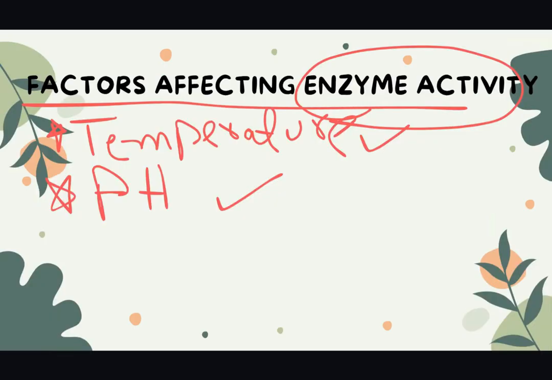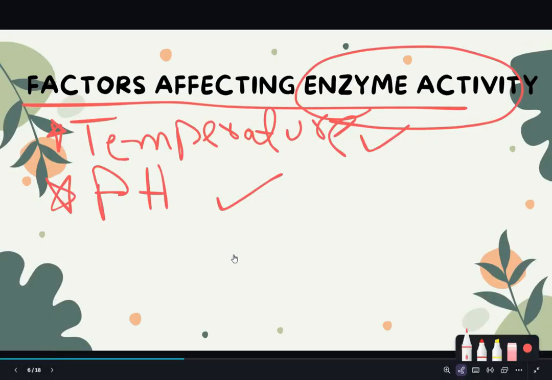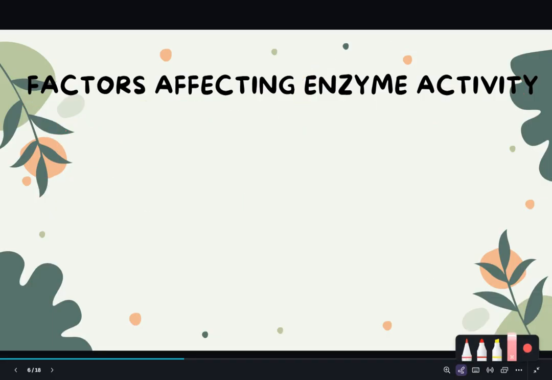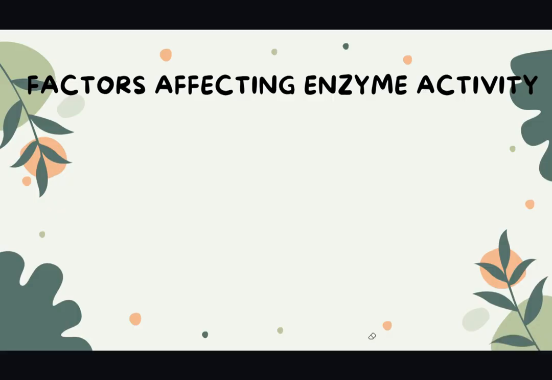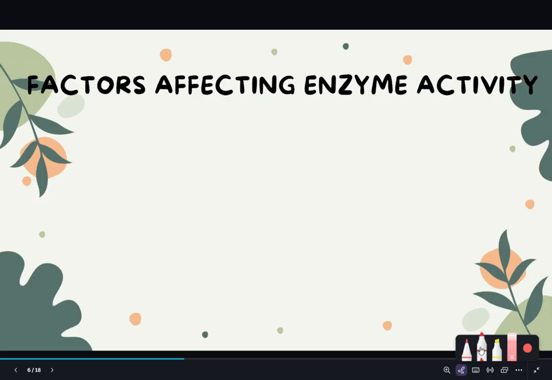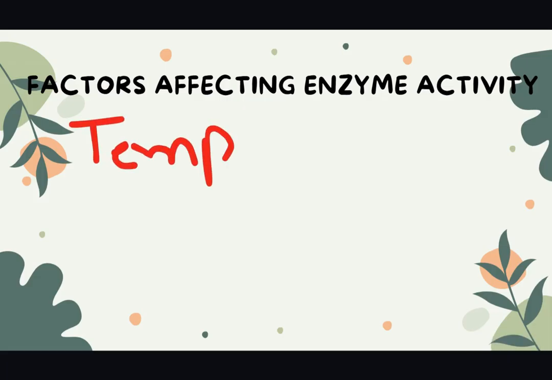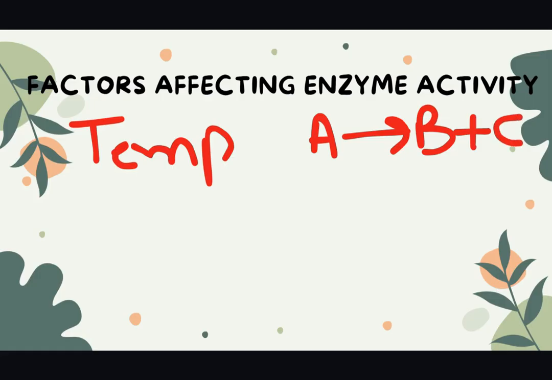Before I go on to that slide, I want to come over here and explain something about temperature. Let's suppose there's a reaction taking place. Again, let's take the same example as my previous one: A is breaking down into B and C, and there's an enzyme, let's suppose E, involved in it. Now, this enzyme is working perfectly fine.